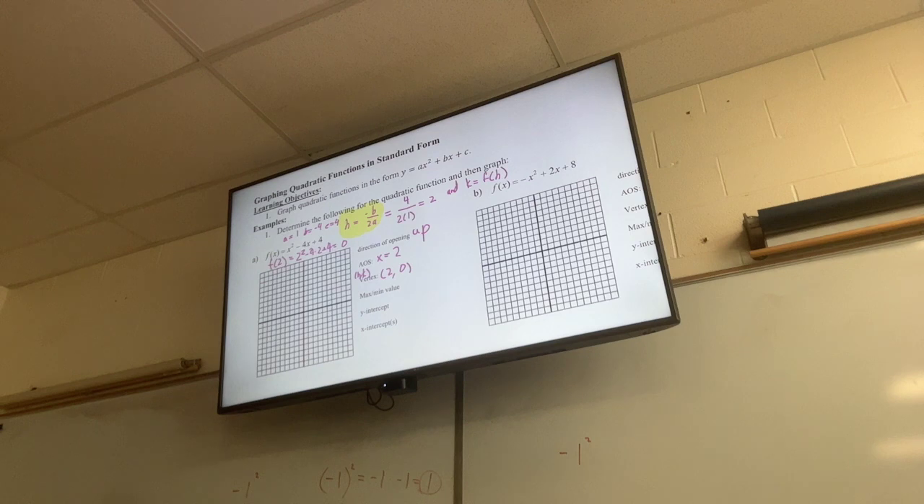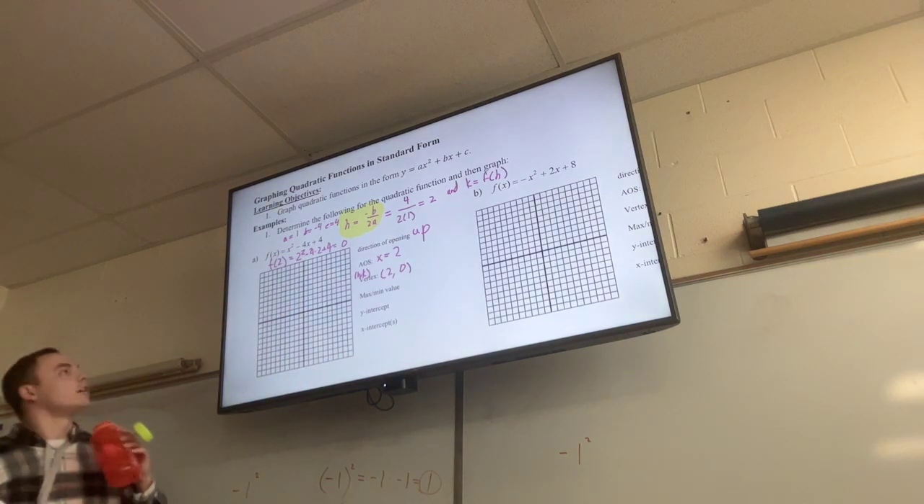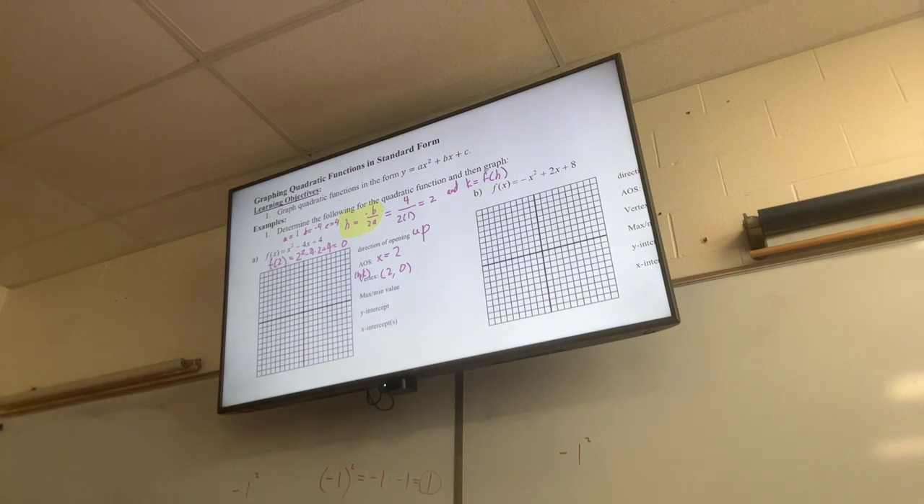How did you get 0? I took my h, so I got 2 for h. I plugged that into the function. But I'm saying that doesn't look right. Okay, we can do it on the board real quick. 2 squared minus 4 times 2 plus 4, okay? This evaluates to 4. That evaluates to 8 plus 4. 4 minus 8 is negative 4. Negative 4 plus 4 is 0. You okay? Okay.